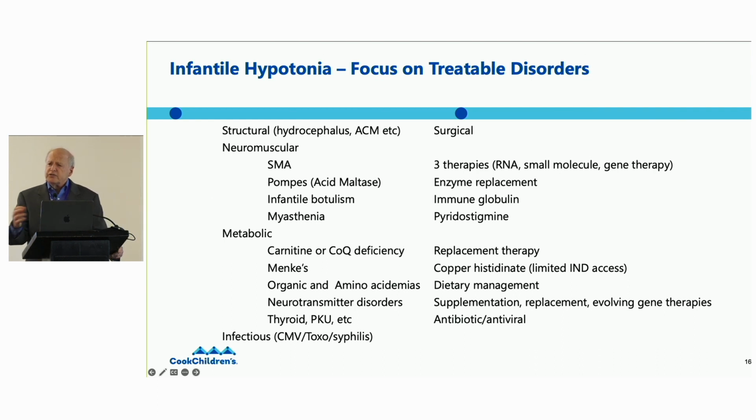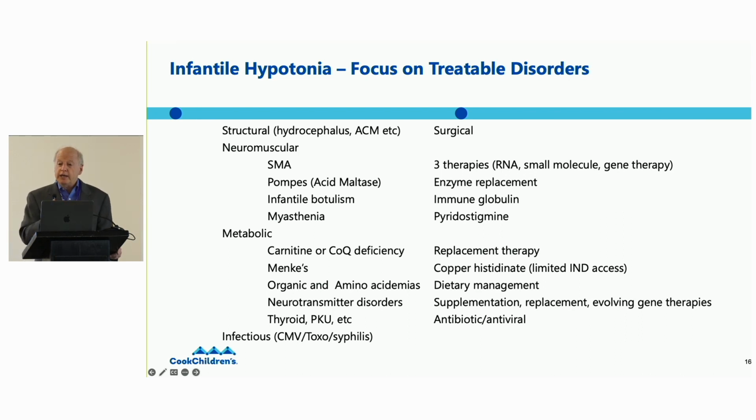And again, the list of these that's treatable is growing. Carnitine or CoQ deficiencies, rare but very treatable. Menkes disease has a limited treatment, and it's limited in its effectiveness, and it also has to be administered by 5 weeks of age. And finding one of these kids by 5 weeks is pretty hard. The one I saw recently came to me when he was 2 years old, and his diagnosis had been missed by several pediatric neurologists along the way. So that was discouraging. The organic and amino acidemias have dietary management.